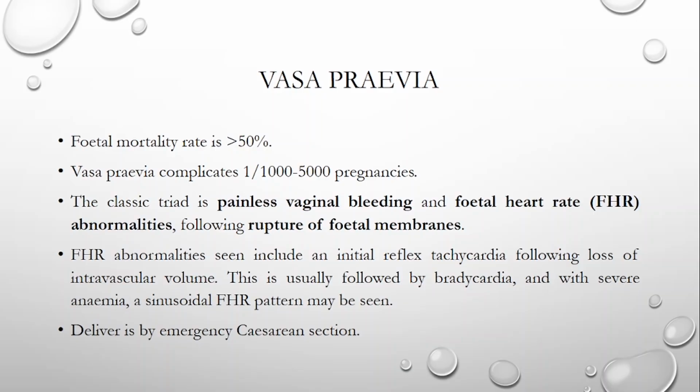Fetal heart rate abnormalities seen include an initial reflex tachycardia following loss of intravascular volume, and this is usually followed by bradycardia, and with severe anemia, a sinusoidal fetal heart rate pattern. Delivery is usually by emergency cesarean section.